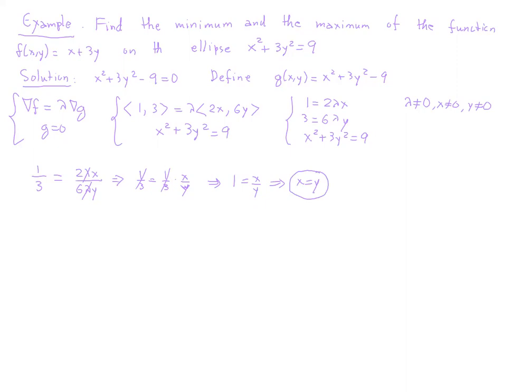Okay, once we know that x is equal to y, then we can plug it into the constraint, and that will give us y squared plus 3y squared is equal to 9, which means that y squared is equal to 4 over 9. Actually, it's not 4 over 9, it's 9 over 4. Sorry about this. And y is equal to plus or minus 3 over 2. And of course, since x is equal to y, the 2 points that we get are 3 over 2, 3 over 2, and negative 3 over 2, negative 3 over 2.